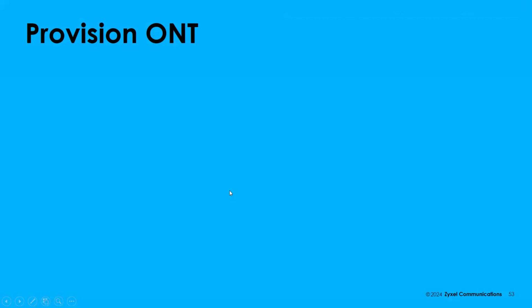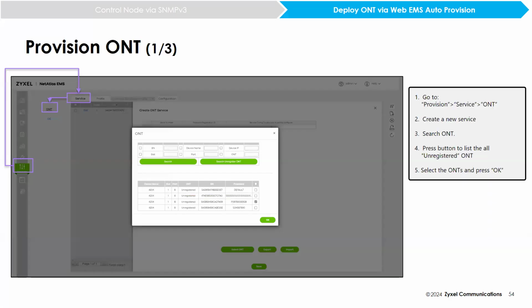Okay, so now we're going to see how we can do an ONT provision through the Web EMS system. Because right now we already created the template we want. Okay, so how can we perform ONT provision? We can go to the service page, following the path I listed here. And after that, we press the new button here. So we will go to a page like this.